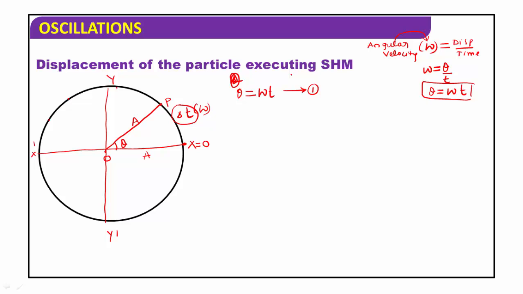Now draw the perpendicular from P to the diameter, meeting it at M. This distance is taken from the midpoint of this circle with radius a. Here the distance between the midpoint of this circle and this point M is the shortest distance between the initial position and the final position.